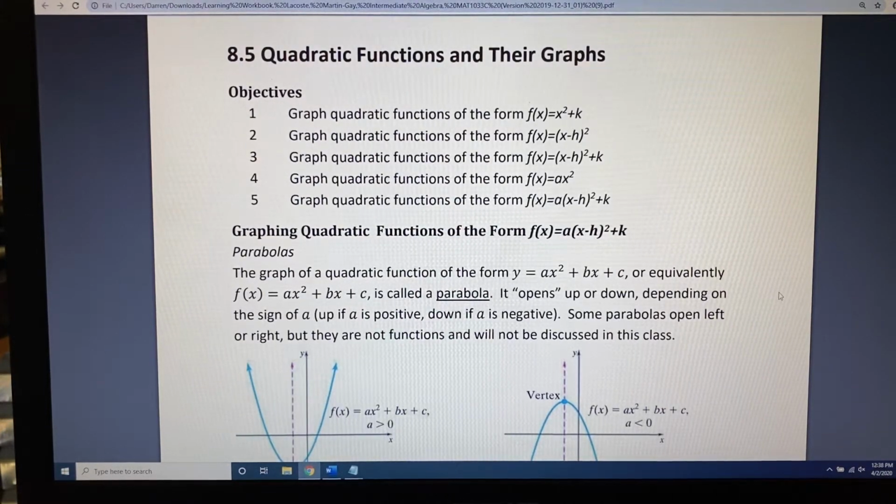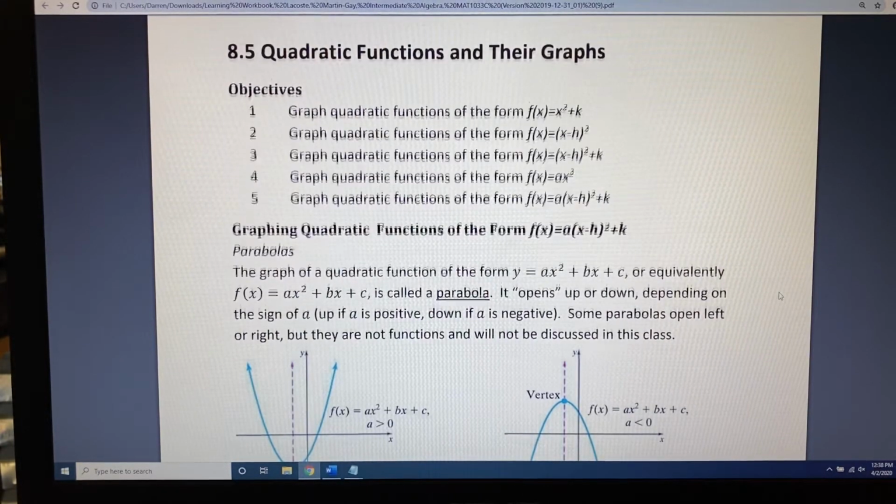Please open your learning workbook to page 130 and read along as we learn together. Section 8.5, Quadratic Functions and Their Graphs.